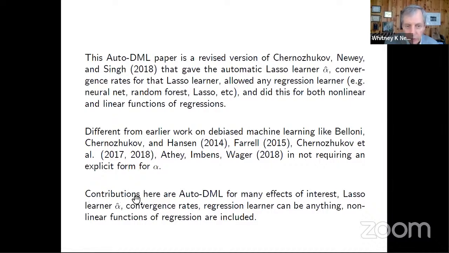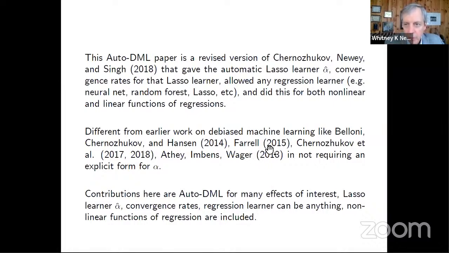So what is innovative about this paper? Well, firstly, we do auto DML for many effects of interest. This applies to many things. We developed this lasso learner for that, so this automatic feature is developed here. We give convergence rates for that. And the regression learner can be anything.